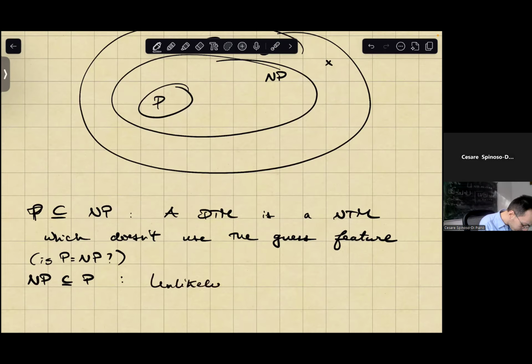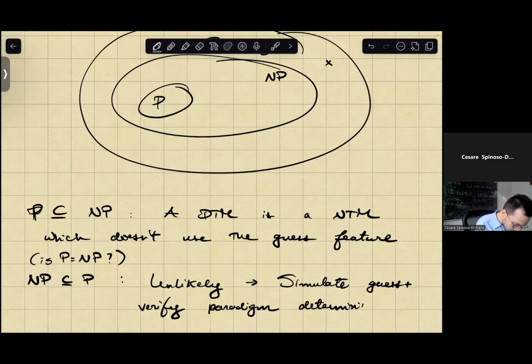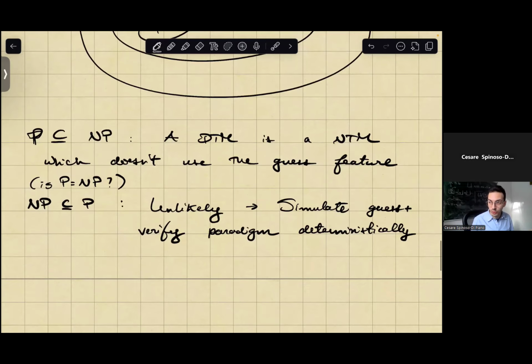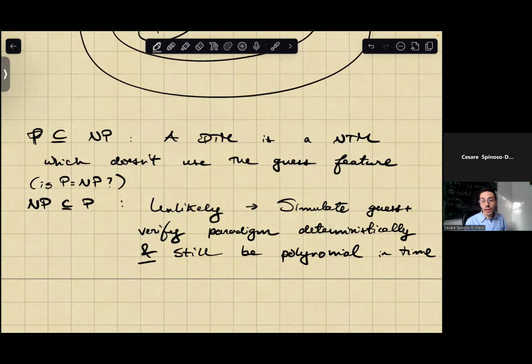It's probably unlikely, at least to me, because if this were true, then that means that you could simulate the guess plus verify computational paradigm deterministically and still be polynomial in time, i.e., you would still have a decider that, given an input of size n, decides whether that input is a yes instance or a no instance in polynomial time.